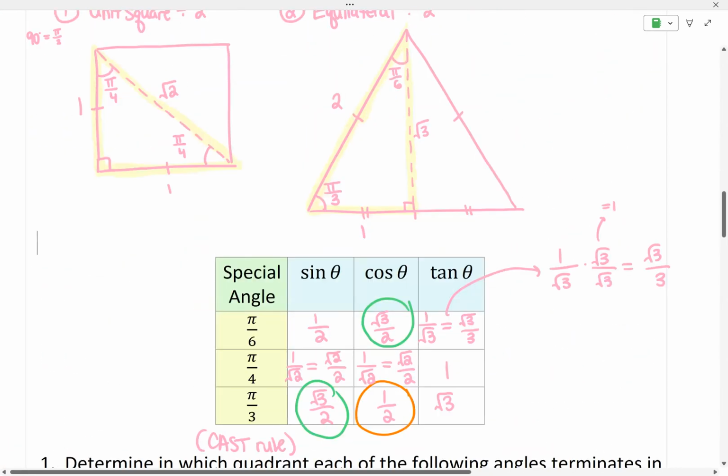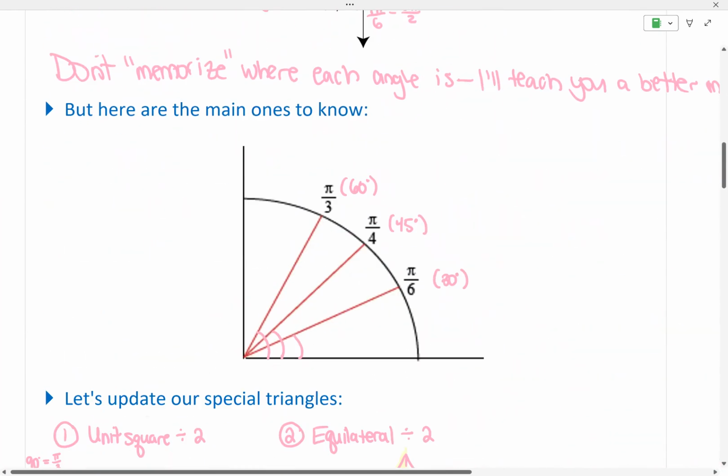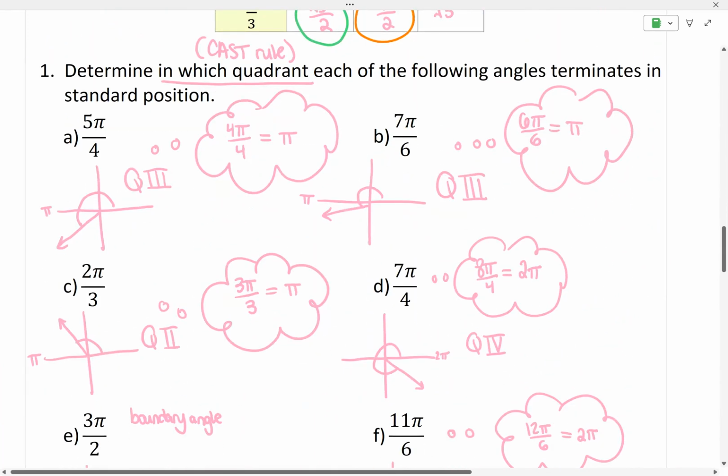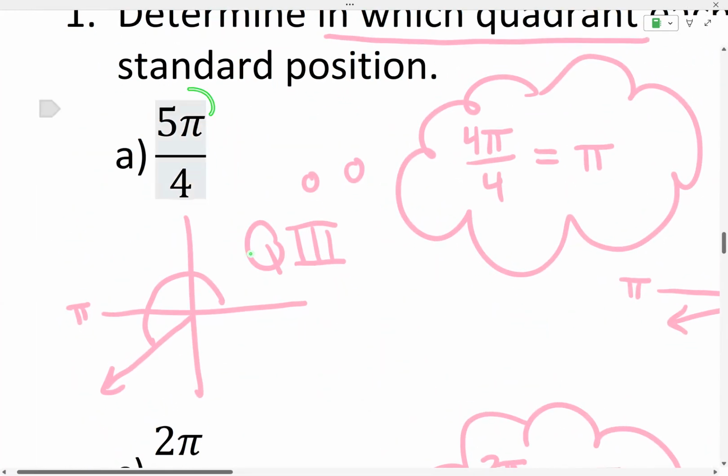So because I told you that you don't need to practice or know where every single angle is, this is the way that you can kind of tell how to use the cast rule. So, for example, 5 pi over 4. That's a little bit confusing. So how I like to think of it is I think, well, 4 pi over 4 would be like a full pi. And 5 pi over 4 is just a bit more than a full pi. Therefore, it's in quadrant 3.